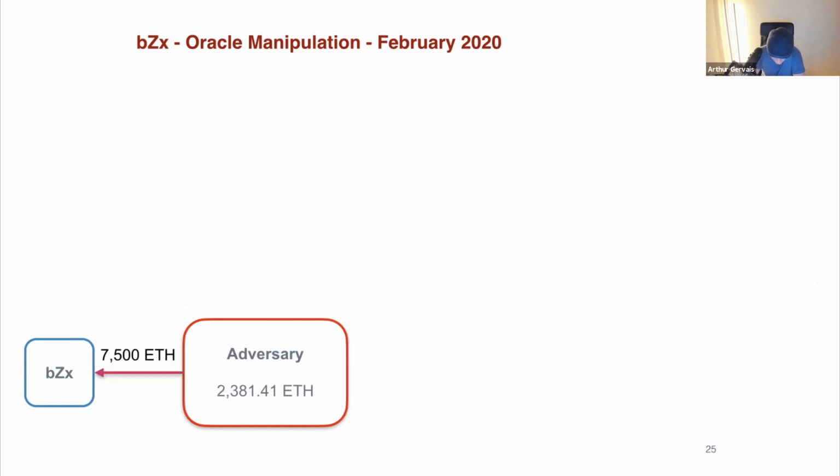So in the end, the adversary pays back the flash loan to BZX just to make sure that the repayment is done properly, and that the flash loan contract is happy and doesn't revert anything. And the adversary ends up with about 2.3K Ether, as Sam mentioned.